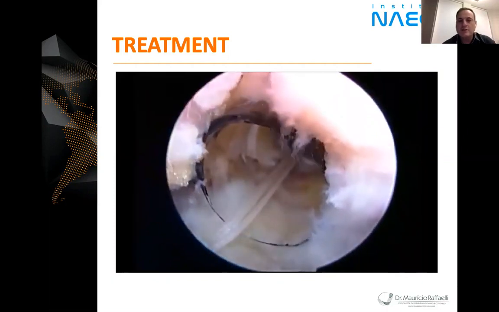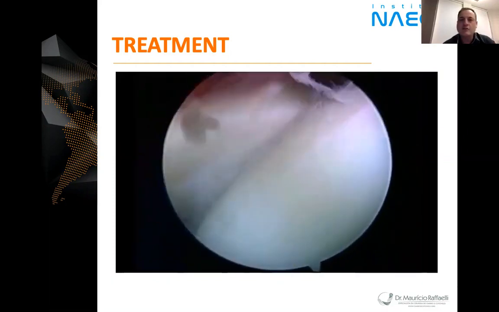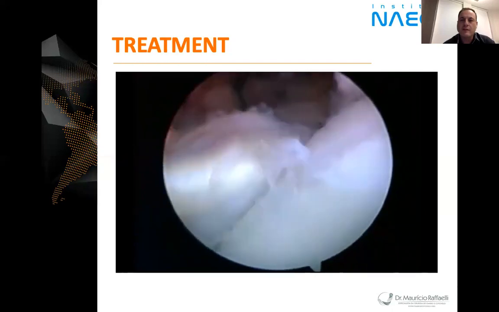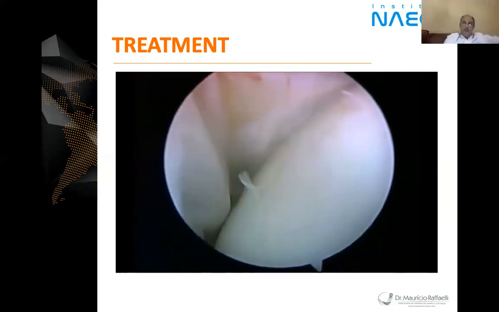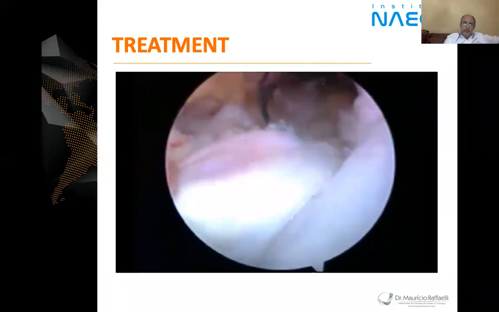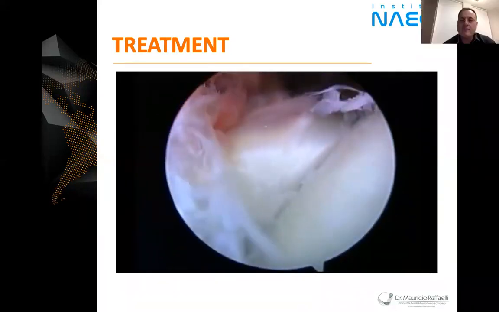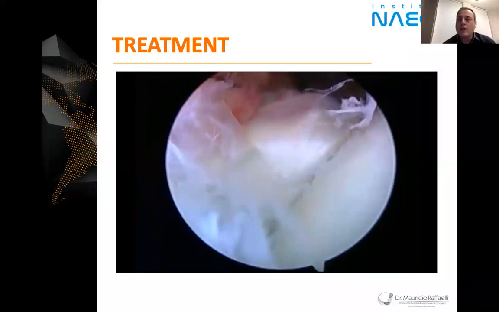And in the end of the sutures, that's the result of my subscapularis repair. I think we have a good approach of the footprint and a very good tendon next to the bone. This is one all-articular repair of partial lesions for the subscapularis.